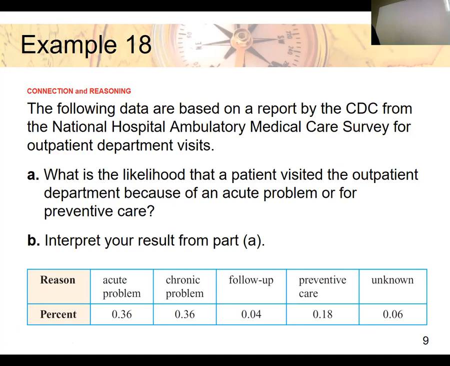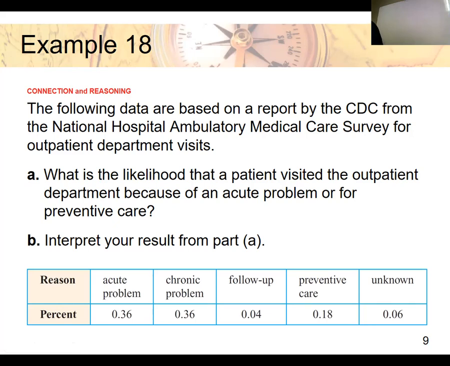Okay, so that's what the table looks like. Now I can see here that these events are mutually exclusive, okay? An acute problem and preventative care have nothing in common. Okay. So those are mutually exclusive events.